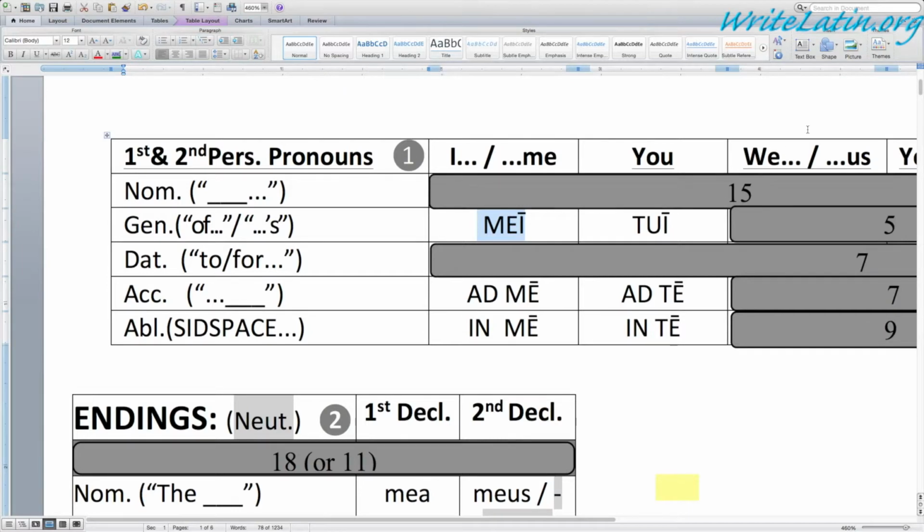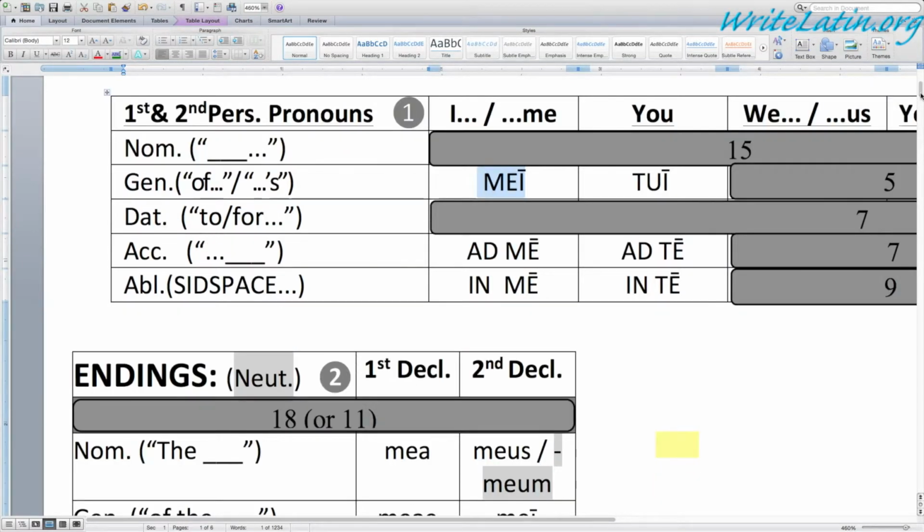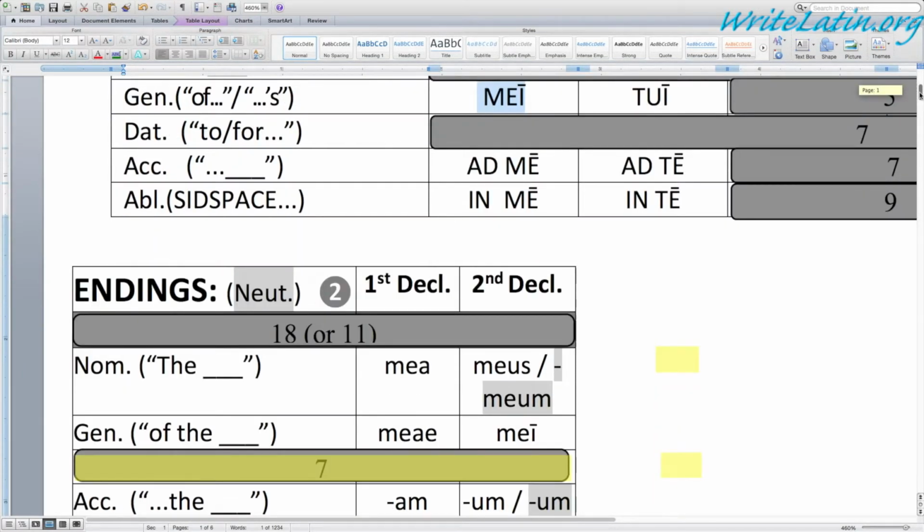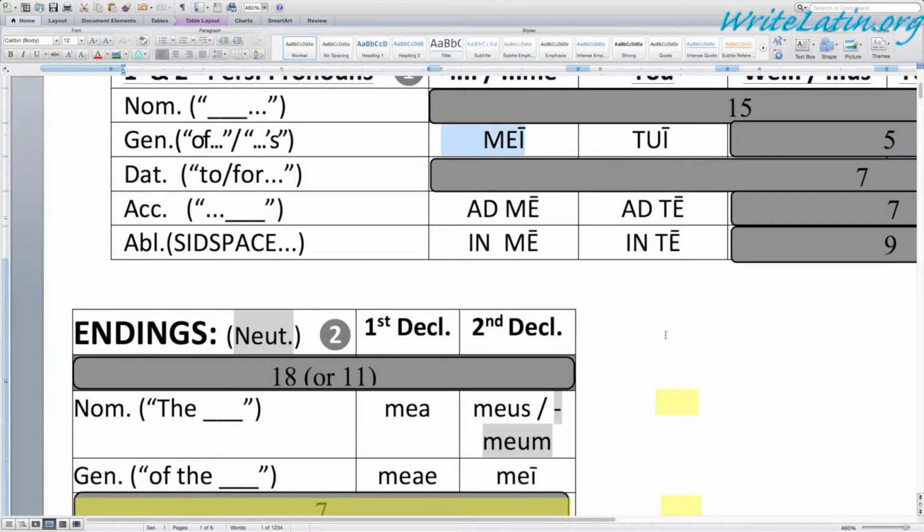Whereas up here you've got an identical form, mei and mei, but up here it means of me. So, of me, of my. Of you, of your. So, tui, of your, tui, of you. And the same thing on sui, of oneself versus of his, or of hers, or of one's, or plural of theirs, of their thing. So, this is an ambiguity.